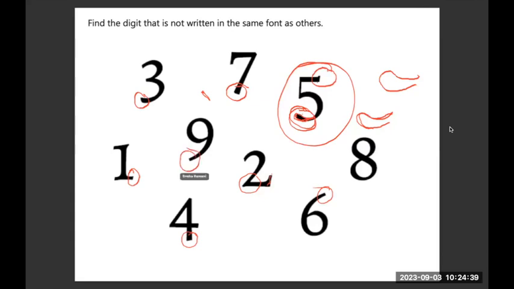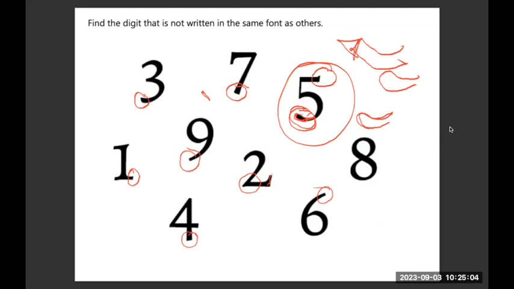Even in 9, this happens, those pointy angles. If 5 were to follow this font series, its end would actually be something like this, or something like that, or something at another angle. It will be sharp. It won't be like that curve which is happening.